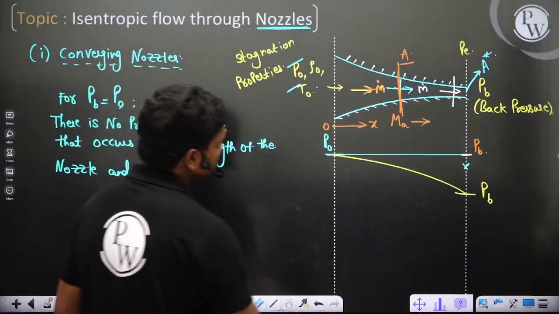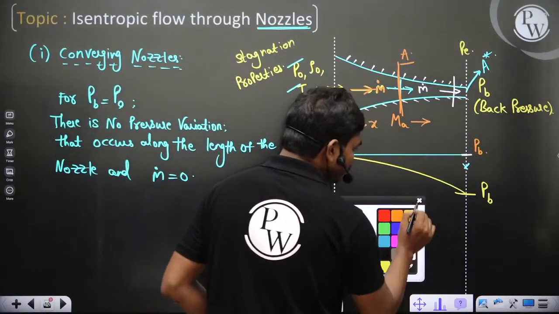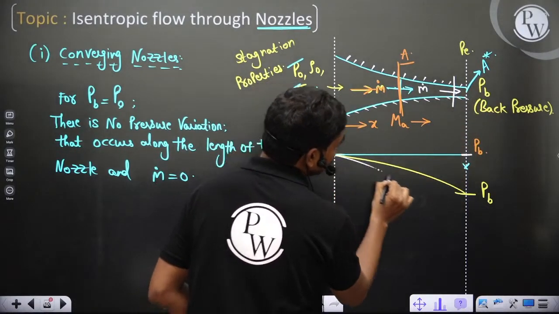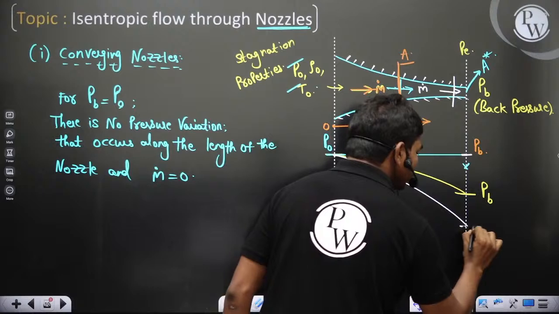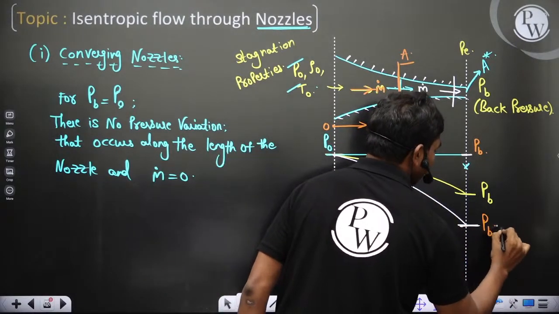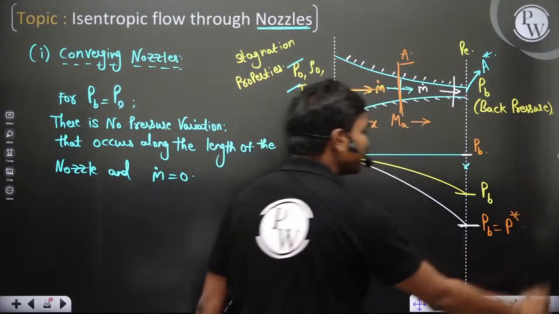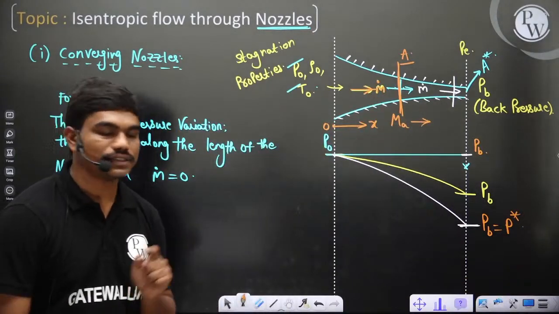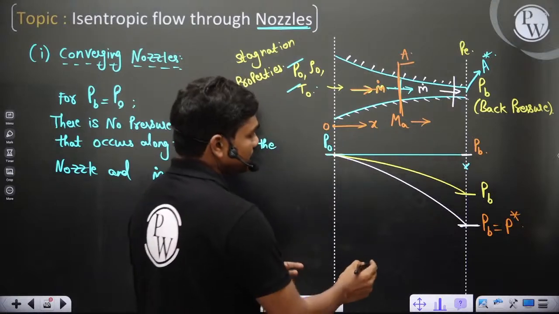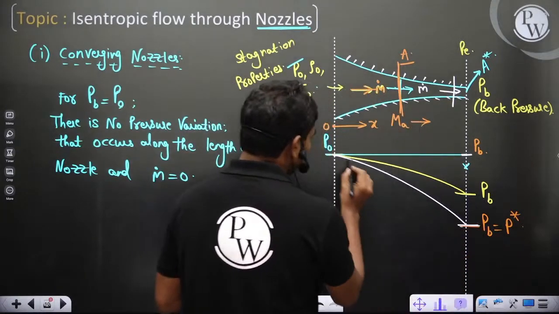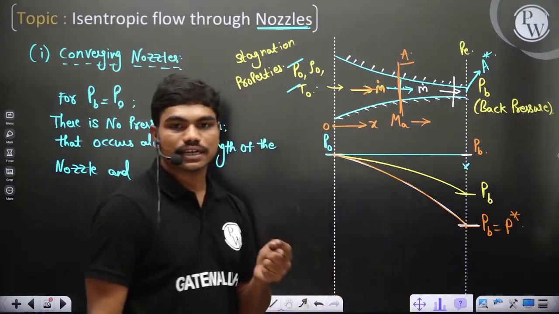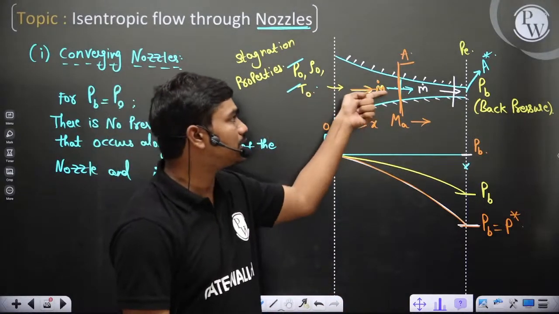So if you further keep decreasing PB, and there comes a limit where your PB is actually equal to P star, which is the sonic property or basically the critical properties, at this point the pressure variation along this curve, whatever is there, that curve is the curve corresponding to the maximum flow rate in this condition.